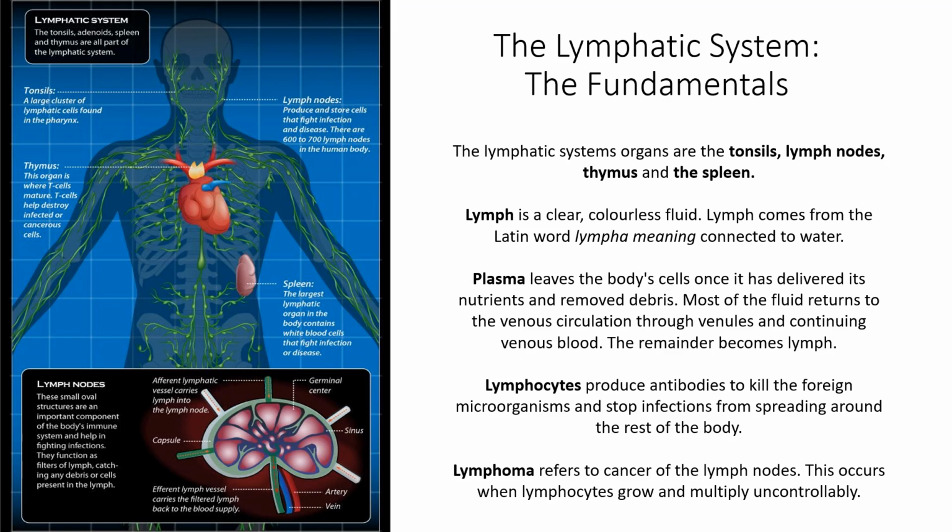Lymphoma refers to cancer of the lymph nodes, as you can see up here on the top right of the diagram. This occurs when lymphocytes grow and multiply uncontrollably, and this may eventually lead to them metastasizing around the rest of the body, meaning they've spread to other areas.